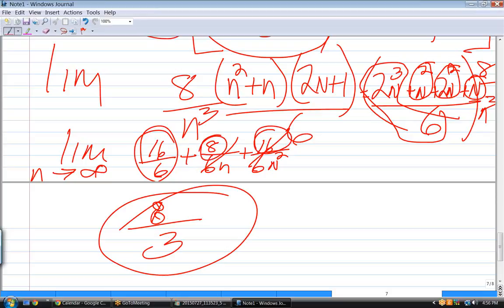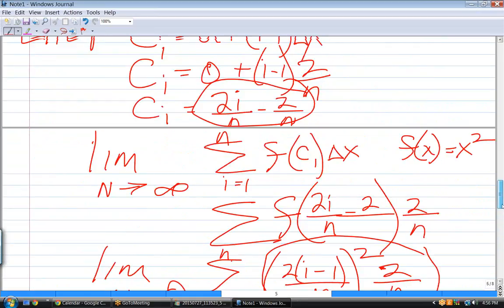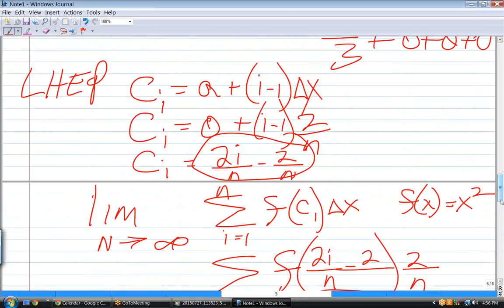Okay, so we got the same answer. So the left hand is the same as the right, which is kind of interesting because c sub i is significantly different. In other words, in one case, c sub i was a plus i times delta x. And in this case, c sub i is a plus the quantity i minus 1 times delta x.